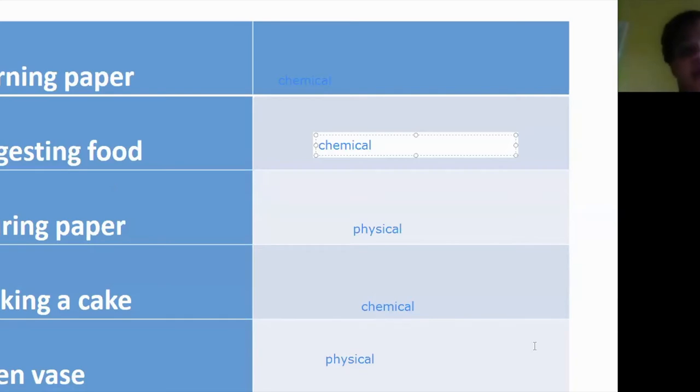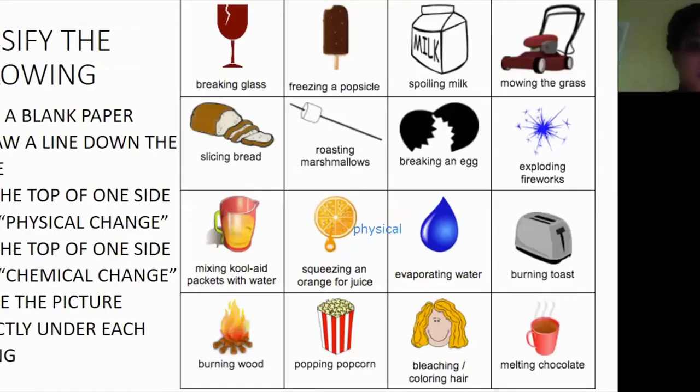Now we're going to wrap up. We have about 10 minutes to go to see if you can classify the pictures in the correct column as a physical change or as a chemical change. The idea was for you to actually do it. You would use a piece of paper and draw a line down the middle to make two columns. On one side you put physical, the other side you put chemical. So we're going to do it like this. We're going to look at each picture, and the person in the chat, in whatever random order you come in, can tell us if it's physical or chemical.